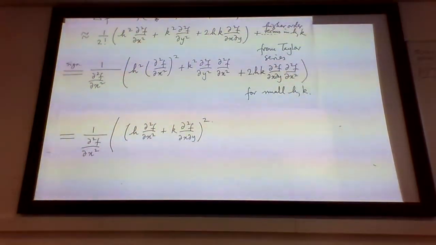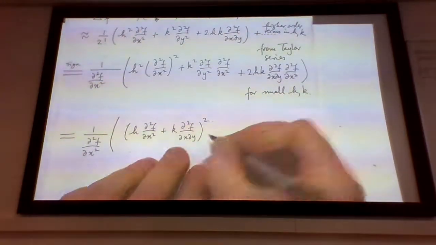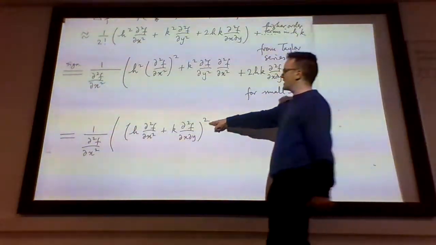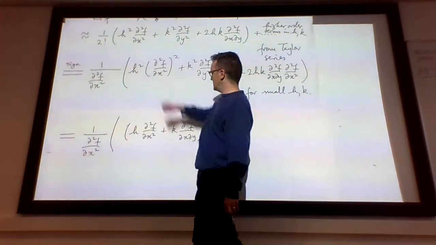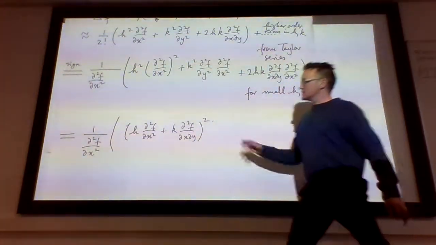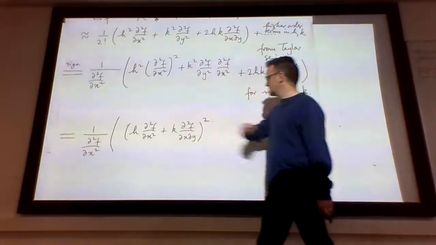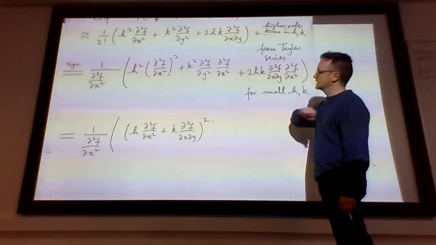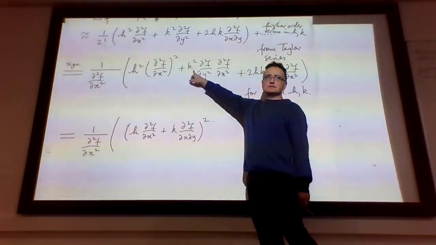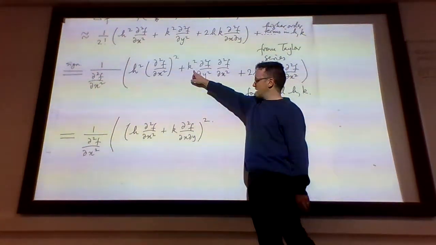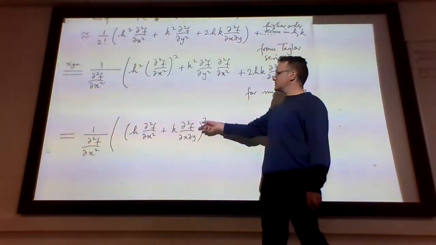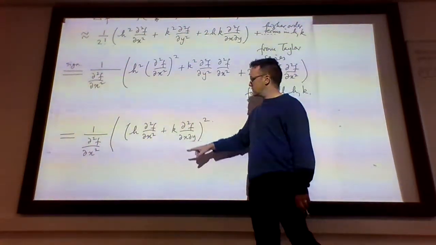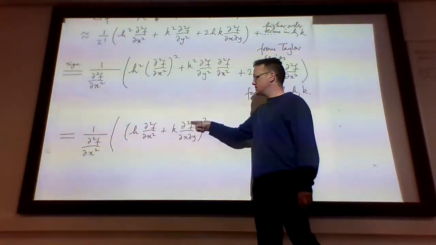But then I've got to make some corrections. When I square this bracket, it generates some of these. It generates the h squared times the square of d2f dx squared. It generates 2 times the product of this with this, which I see at the back here. But it doesn't generate this term, and it also generates something which isn't there, which is k squared times the square of d2f dx dy.